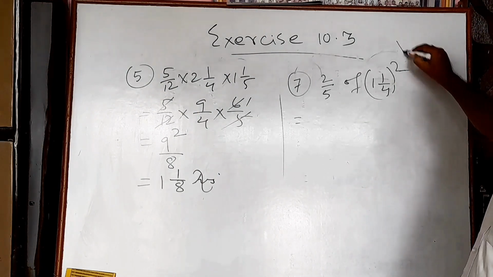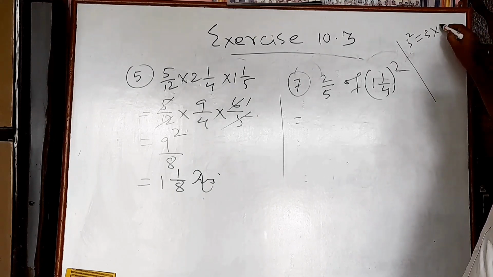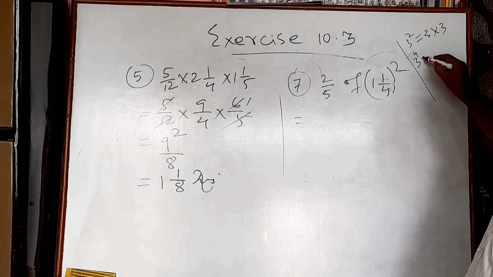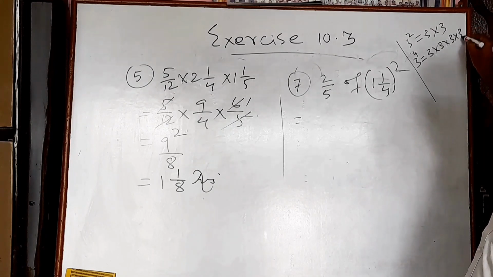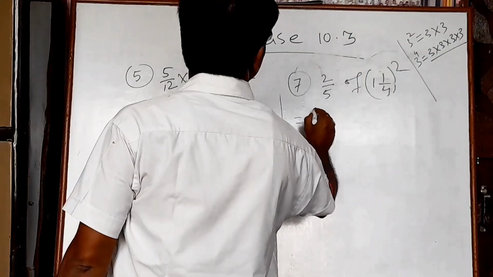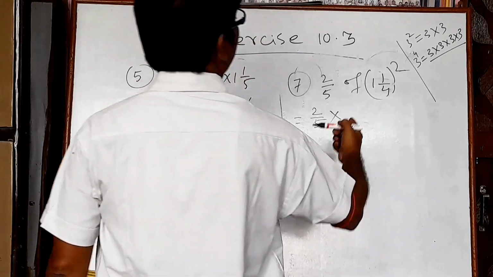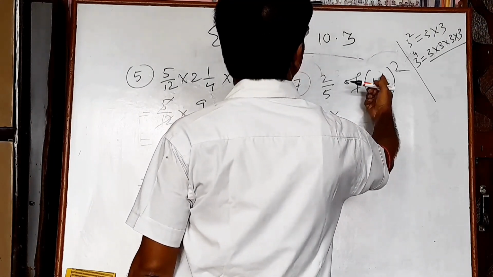Power means what? Try to understand, very simple. Suppose 3 to the power 2 means 3 into 3, 2 times you have to write. 3 to the power 4 means 4 times 3 multiplied, 3 into 3 into 3 into 3. This is the meaning of that, nothing else. Now see, 2 by 5 of means into. Here we break the mixed fraction. 4 1s are 4 plus 1, 5.